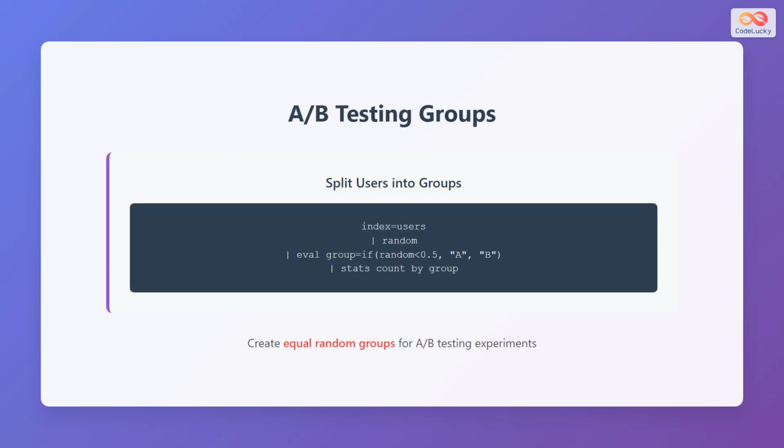The random command is excellent for creating A/B testing groups. In this example, we search for users, add random values, then use an eval statement to create groups. The eval function checks if random is less than 0.5. If true, it assigns group A, otherwise group B. Finally, we use stats count by group to see how many users are in each group. This creates two equal random groups perfect for A/B testing experiments.